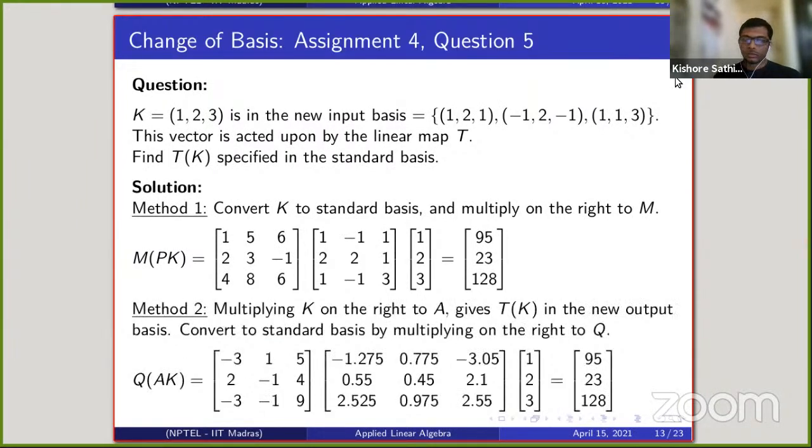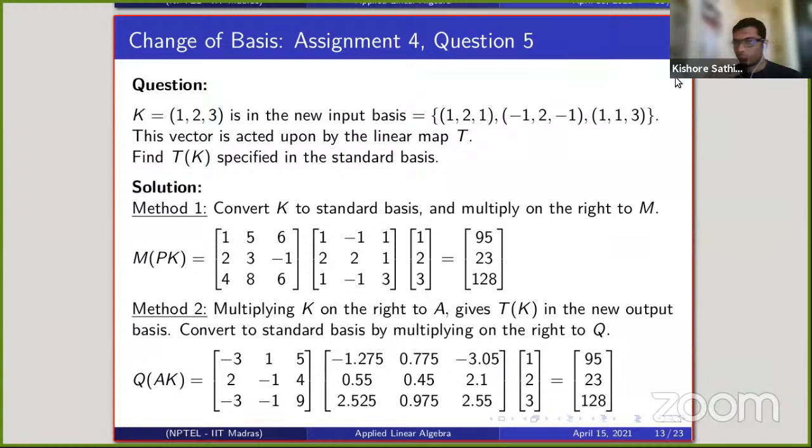Next. The other thing that we can do is use our result from question 3. We already know the matrix A from question 3. Matrix A takes the input in the new input basis and spits out the output in the new output basis. So we apply A to K, and that will give us the result in the new output basis. And finally, we just have to convert to the standard basis by pre-multiplying by Q. Remember, Q converts from the new output basis to the standard basis. And this is pretty much it.